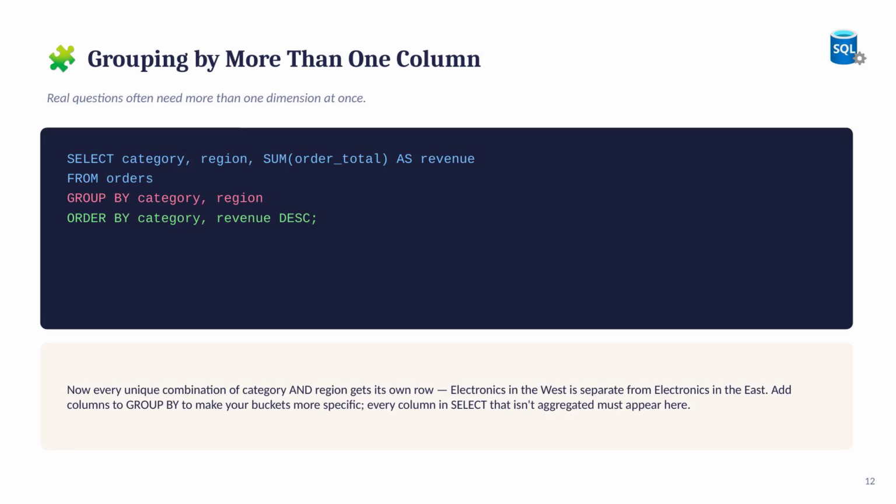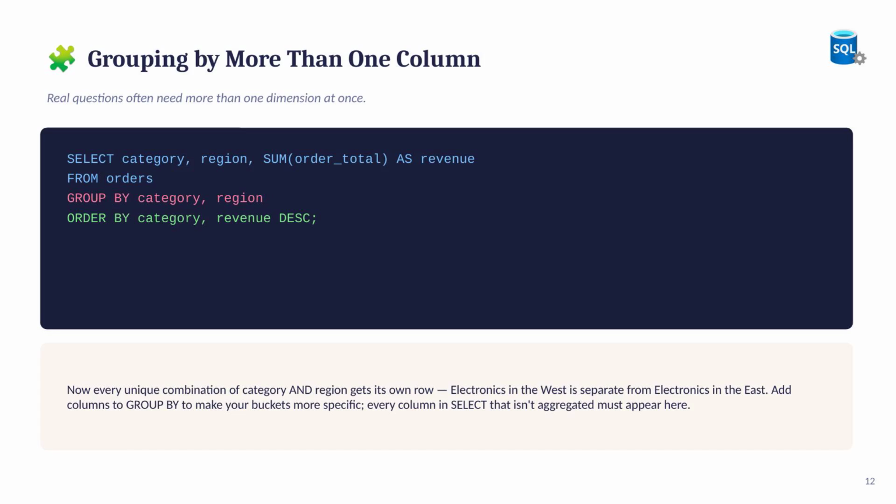Real business questions often need more than one dimension at once, and that's where grouping by multiple columns comes in. Select category, region, and the sum of order total from orders, group by category, region, order by category, then revenue descending. Now every unique combination of category and region gets its own row. Electronics in the West is completely separate from electronics in the East.